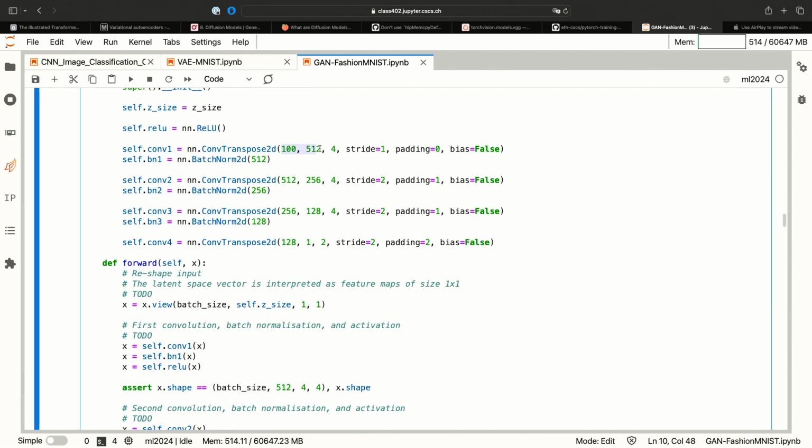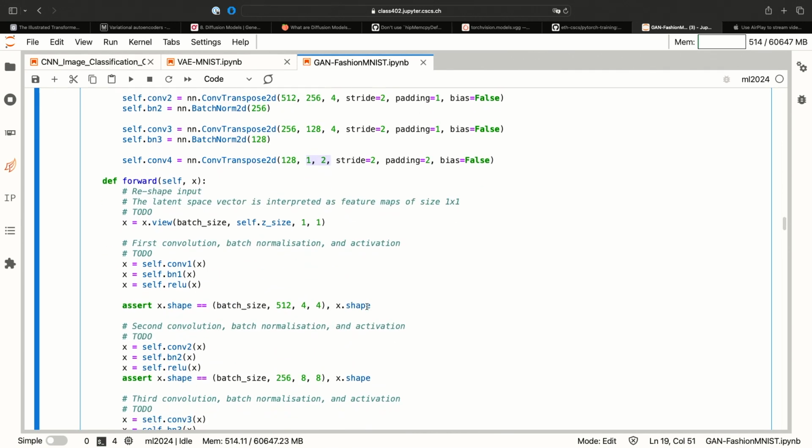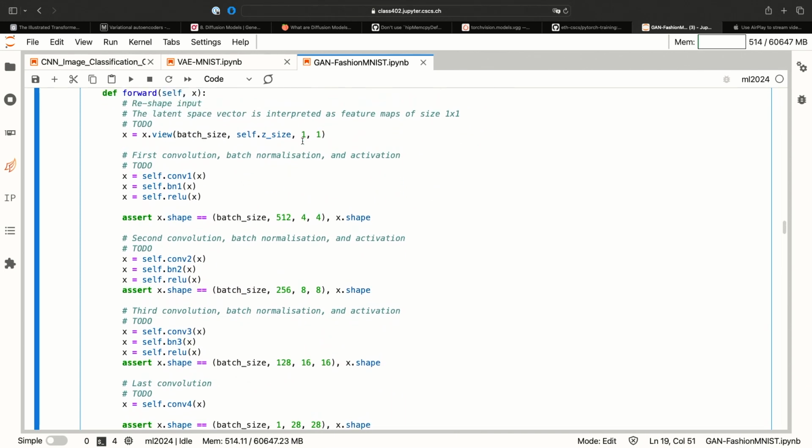First, you increase the number of channels, but then you start decreasing the number of channels and increasing the spatial dimension. So it's the other way around of what we do for the discriminator. And again, the forward pass, you should be used to it by now.